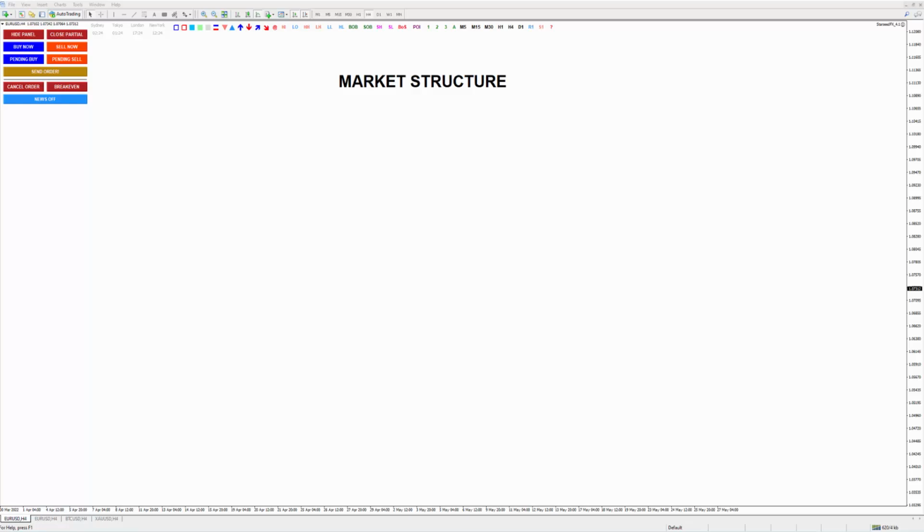So basically, when it comes to market structure, there are two types. There is main structure and minor structure. Before I continue discussing what main structure and minor structure are, what the difference is, and how to trade them, let's focus on market structure in general, okay?